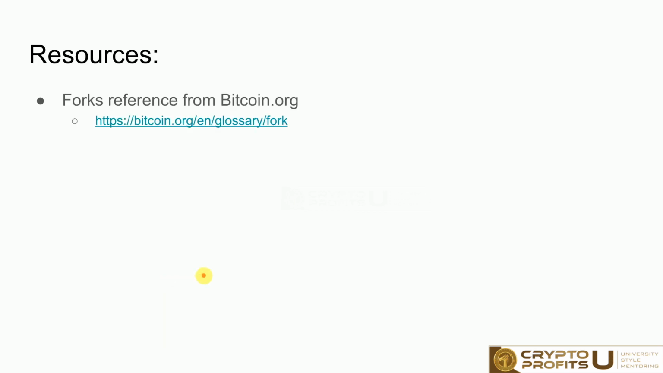So the last thing I have for you is some resources. If you want to learn more and get really in depth about Bitcoin forks, hard forks, soft forks, all those things, you can go to this resource here. I'll link you down below. And it's very in depth, and it's on bitcoin.org, the most trusted site when it comes to information about the blockchain and Bitcoin.